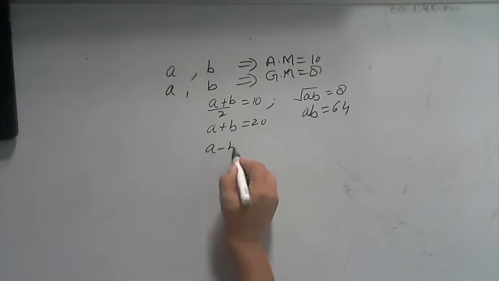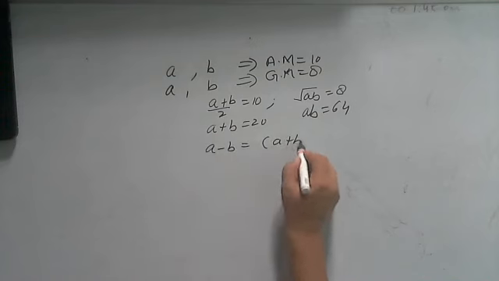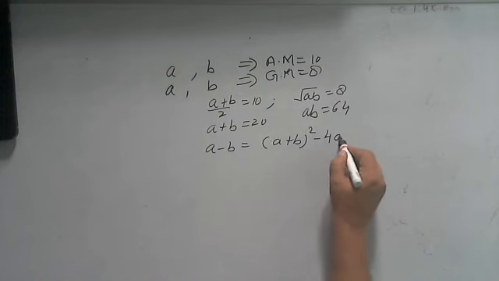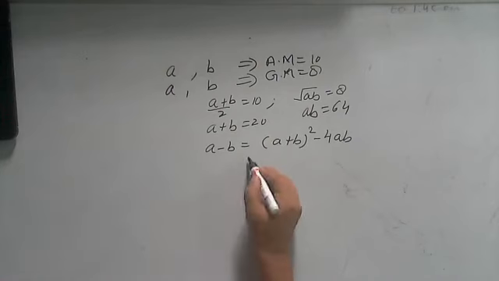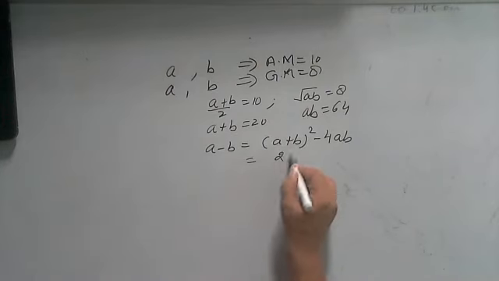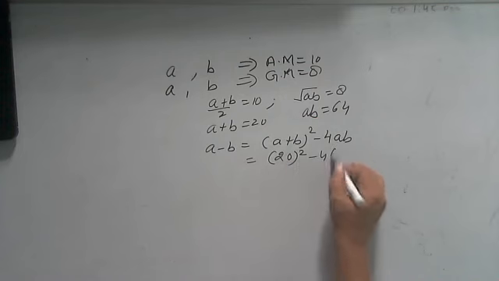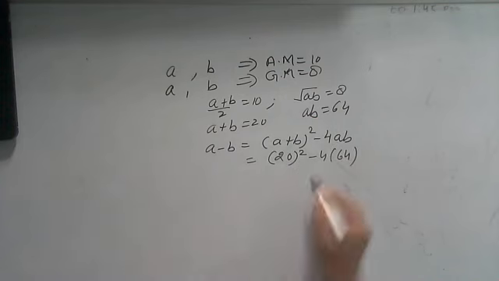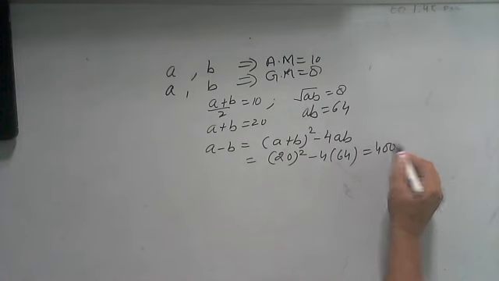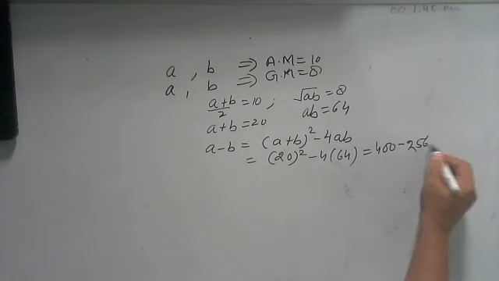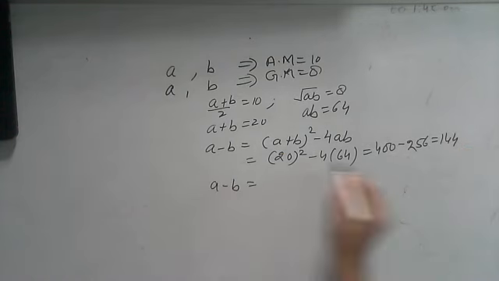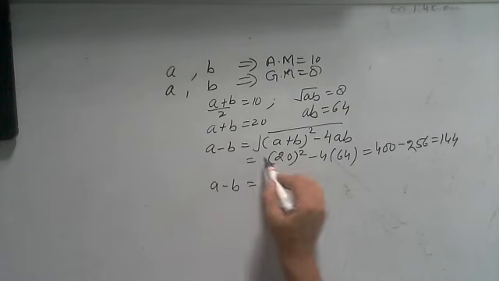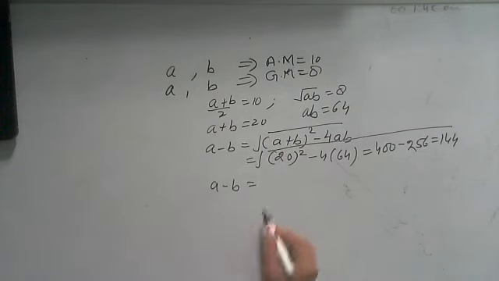Now we all know (A minus B) squared can be written as (A plus B) whole square minus 4AB. You remember you have done these types of questions in class 10. So it is (A plus B) whole square, that is 20 square, minus 4AB, that is 64. That is 400 minus 256, that is 144. So it gives you A minus B is equal to under root 144, that is plus minus 12.